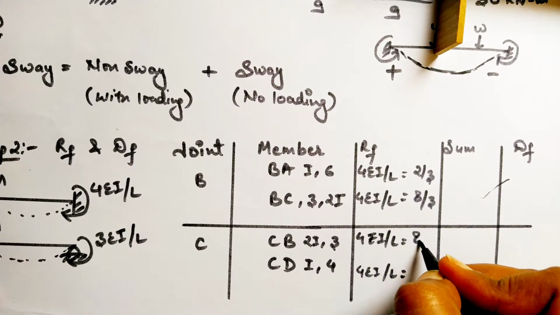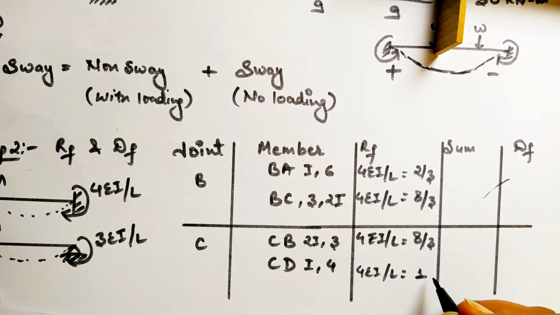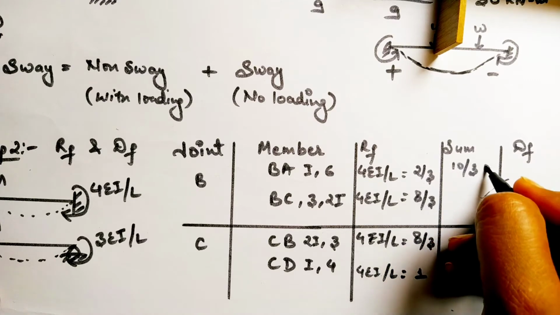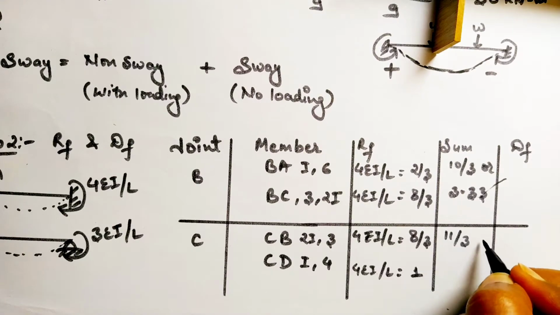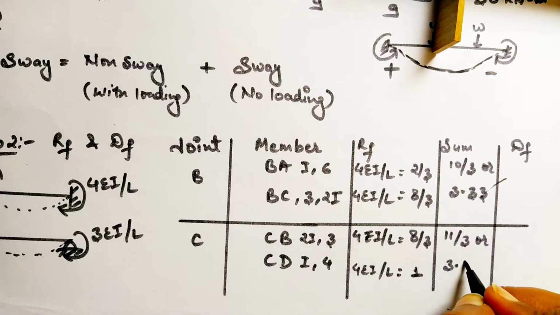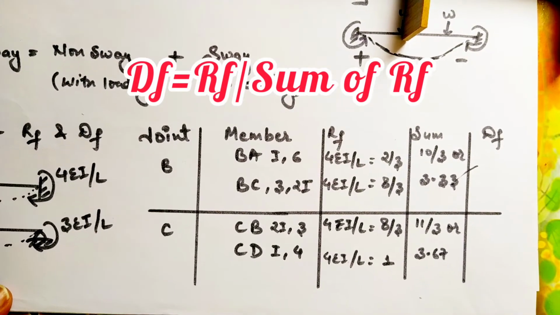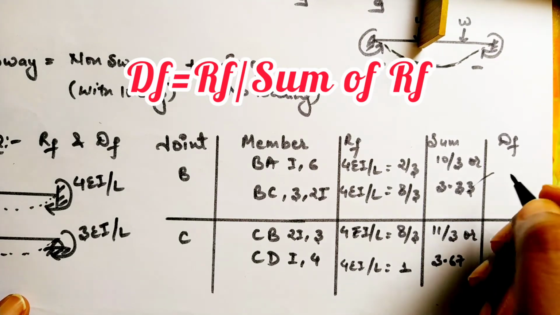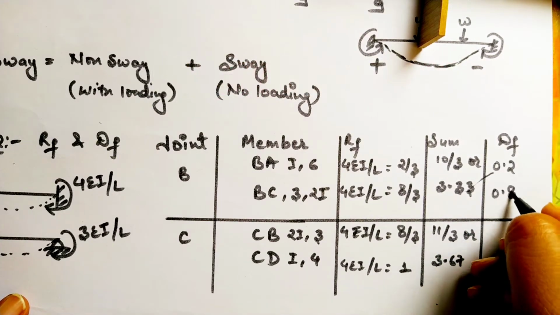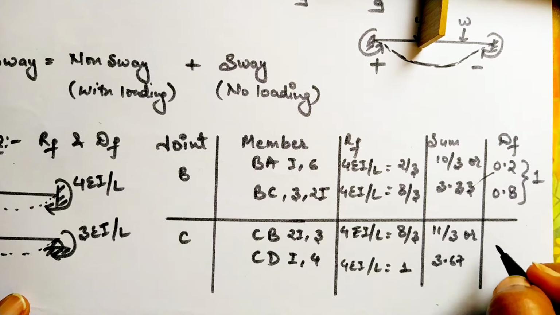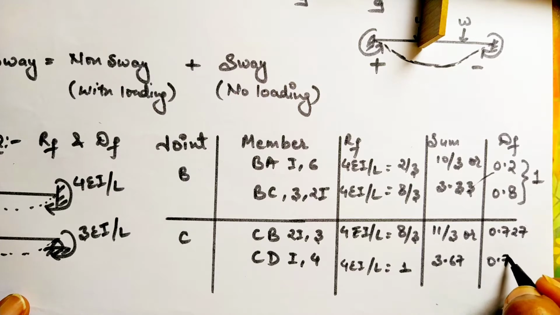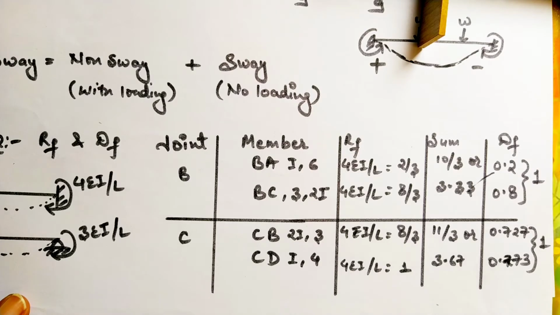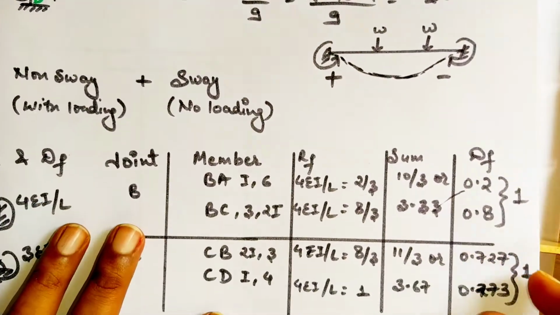I'll be just simply substituting these values in the calculator and finding out the value of RF. So here we are summing up, and next we'll be finding out the DF. So DF is your RF divided by the sum of RF, and we have to always remember that the sum has to be equal to 1. At one joint, the members attached to that joint will give a total sum of DF as 1. So next we are moving on.